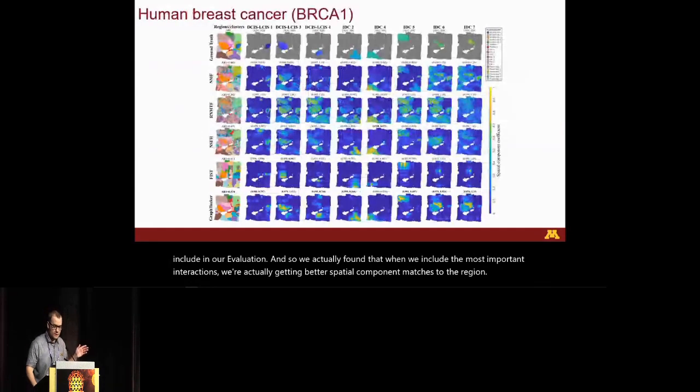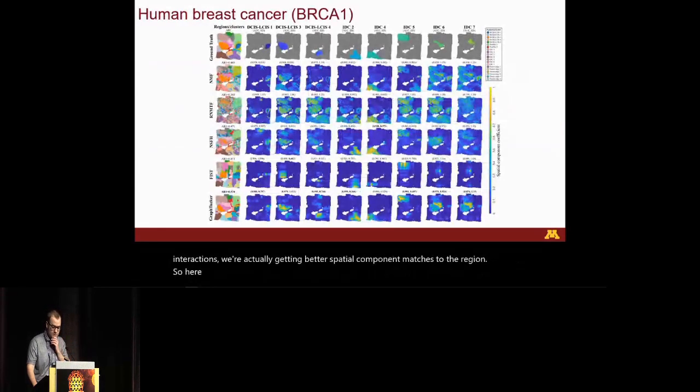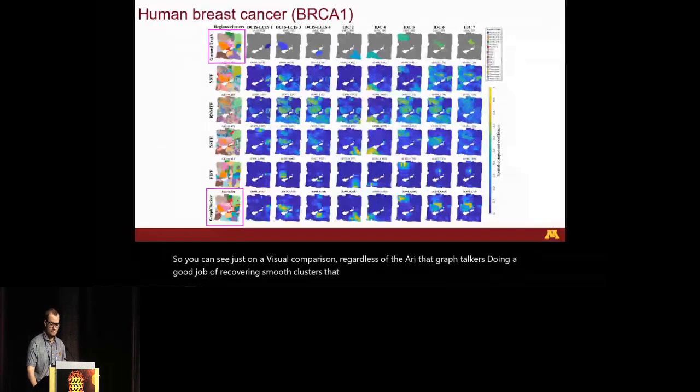So here are some visualizations of our results on this breast cancer data set. You can see just on a visual comparison, regardless of the ARI, that Graph Tucker is doing a good job of recovering smooth clusters that relatively correlate to the original ones, especially compared to the matrix-based methods.